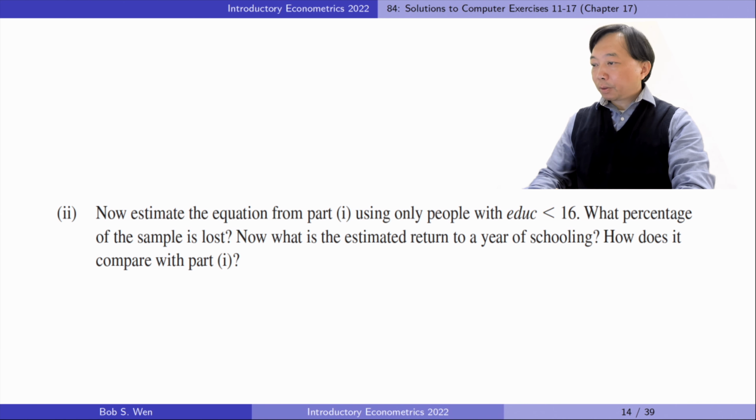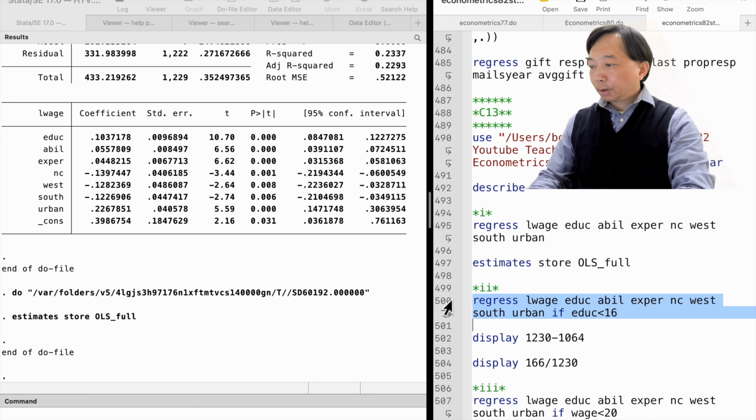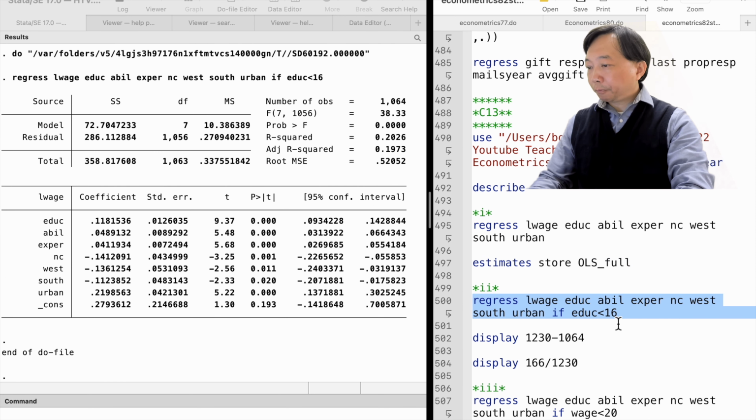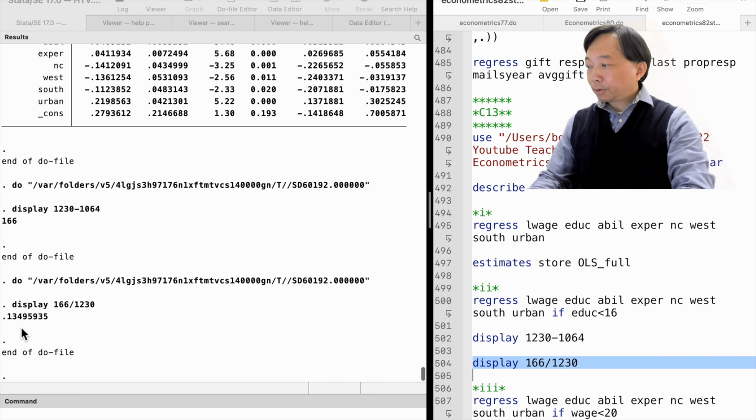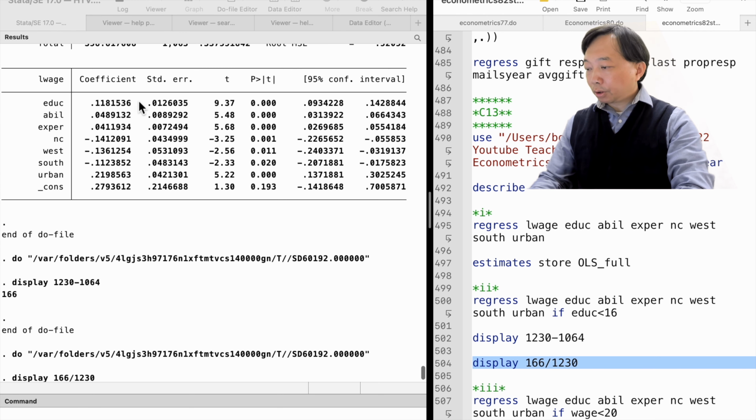In Part 2, we estimate the equation from Part 1 using only people with an education of fewer than 16 years. What percentage of the sample is lost? Now, what is the estimated return to a year of schooling? How does it compare with Part 1? If we estimate the model with people with an education of fewer than 16 years, the sample size reduces from 1,230 to 1,064. We lost 166 observations. It's about 13.5% of the total observations. The estimated return to education is 0.118, and the standard error is 0.013. The effect is larger than that in Part 1.